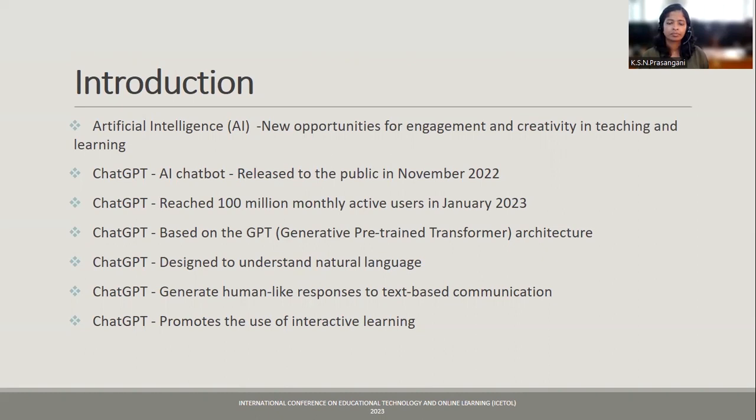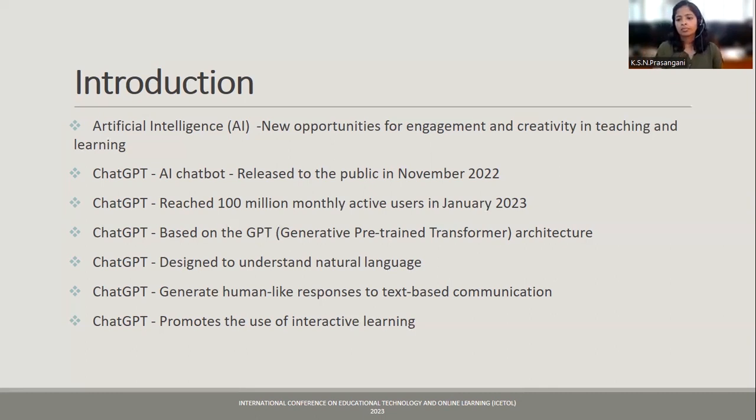The report said an average of about 13 million unique visitors used ChatGPT per day in January, an increase of more than twice the level of December, making it the fastest growing consumer application in history. Furthermore, OpenAI 2022 stated that ChatGPT was developed based on the GPT, that is Generative Pre-trained Transformer architecture. It is designed to understand natural language and generate human-like responses to text-based communication.